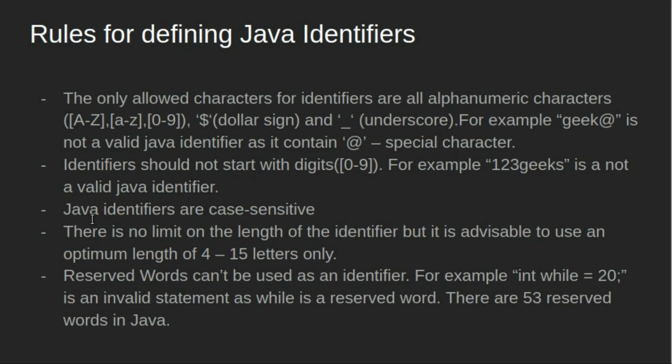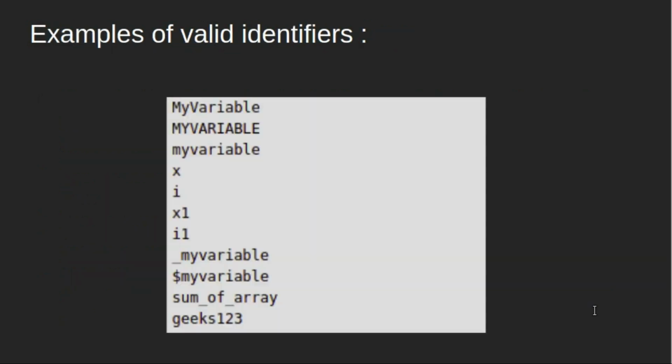Java identifiers are case sensitive. There is no limit on the length of Java identifiers, but it is advisable to use an optimum length of 4 to 15 letters only. Reserved words can't be used as an identifier. For example, int while is equal to 20 is an invalid statement as while is a reserved word. There are 53 reserved words in Java.